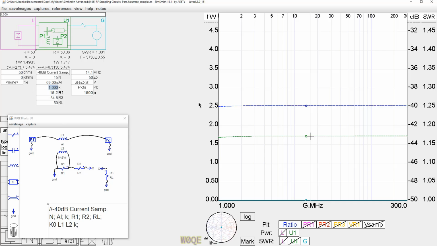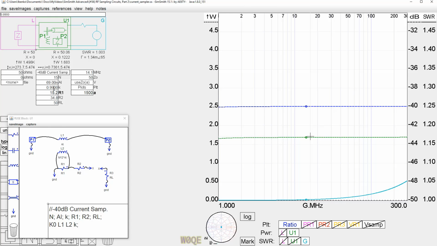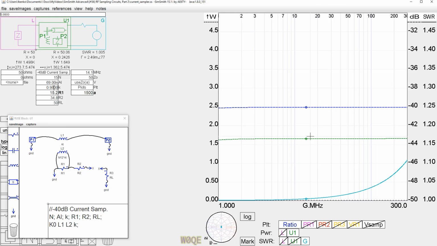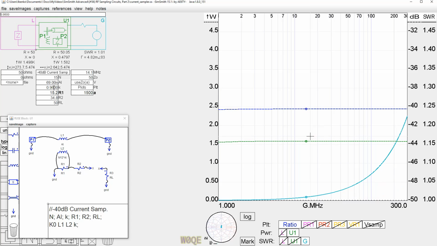And while I'm dropping this down, watch this line right here. As I drop the coefficient of coupling from perfect to 0.99 to 0.98 to 0.97 to 0.96, what we see is the coupling factor here dropping, but it still is remaining flat with frequency. We can easily adjust the value of this with a little tweak on the resistors here. So that's not a big deal. That's an easy thing to do.